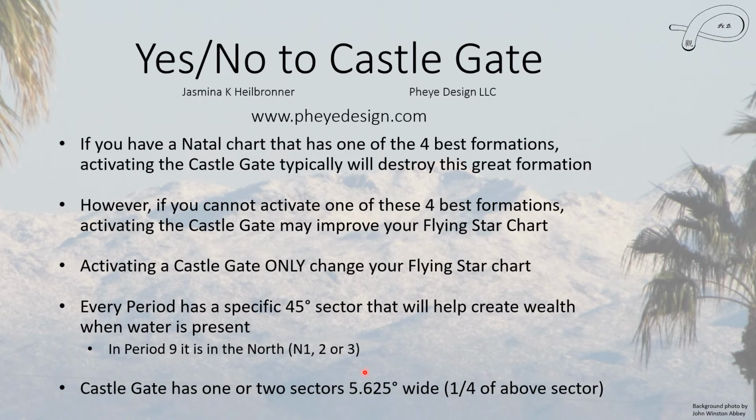Now, if you remember, the castle gate, each sector is only this wide. And there is either one or two sectors, I haven't seen one that has more, that you could tap into the castle gate. When you add the two sectors together, it's only 1/4 of the 45 degrees. So even if you had a north-east facing house, you could put water in the north as long as you avoided the two sectors that would activate the castle gate. And that's if you don't want to change your flying star chart.